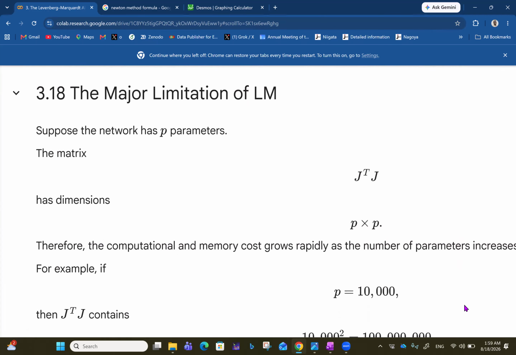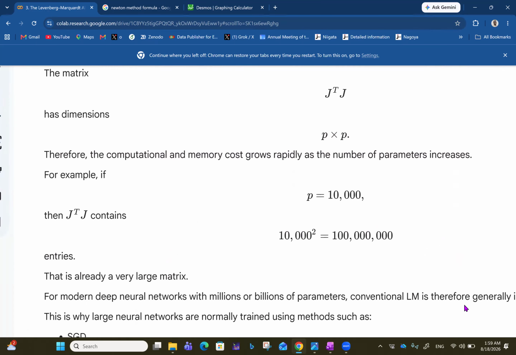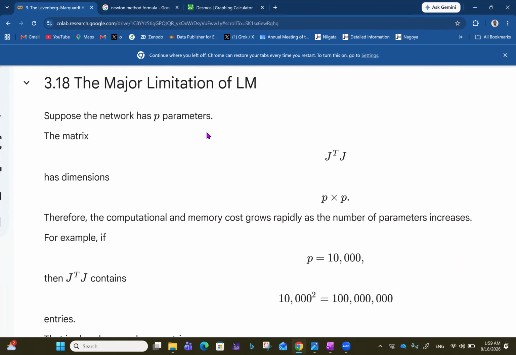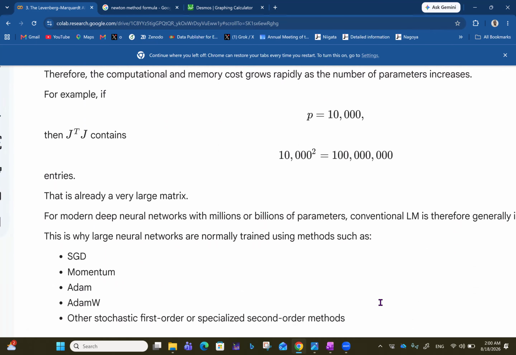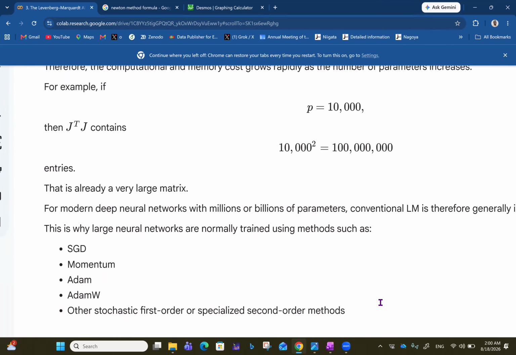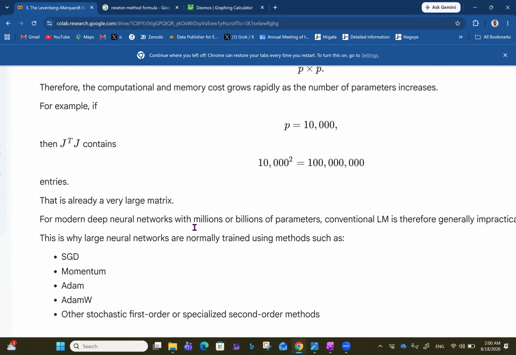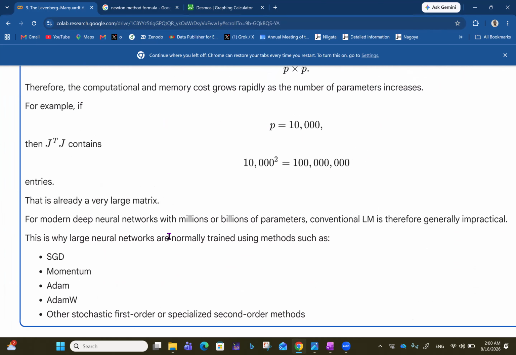So we have the major limitation of the Levenberg-Marquardt algorithm now. Suppose the network has P parameters. The matrix J transpose J has dimensions P by P. Therefore, the computational and memory cost grows rapidly as the number of parameters increases. For example, if P is 10,000, then J transpose J contains 10,000 squared, which is 100 million entries. That is already a very large matrix. For modern deep neural networks with millions or billions of parameters, conventional Levenberg-Marquardt is therefore generally impractical.